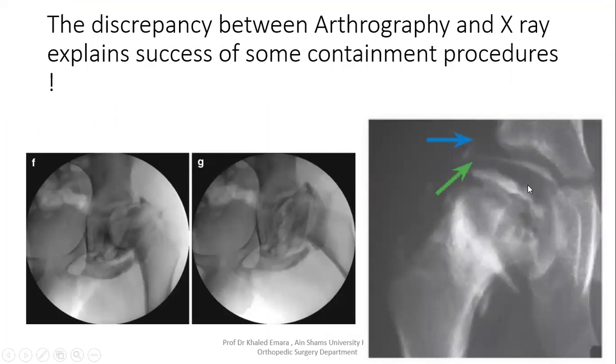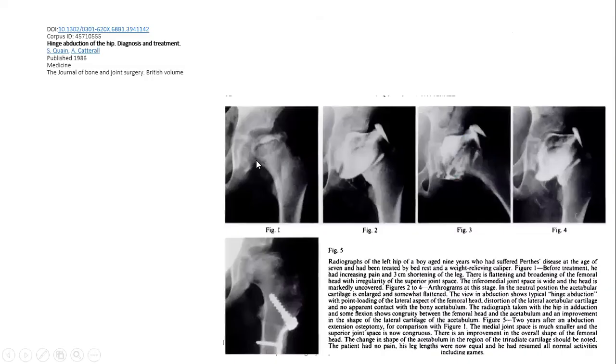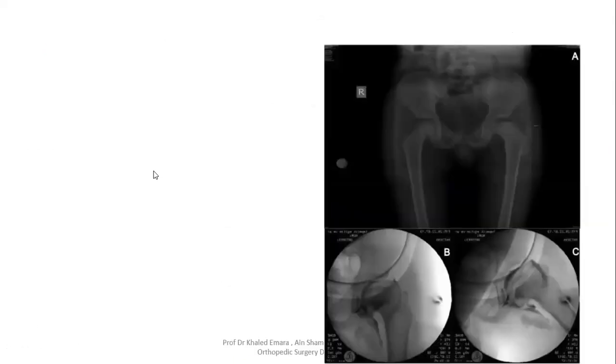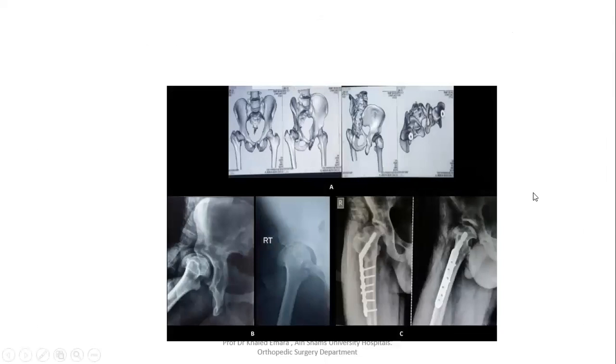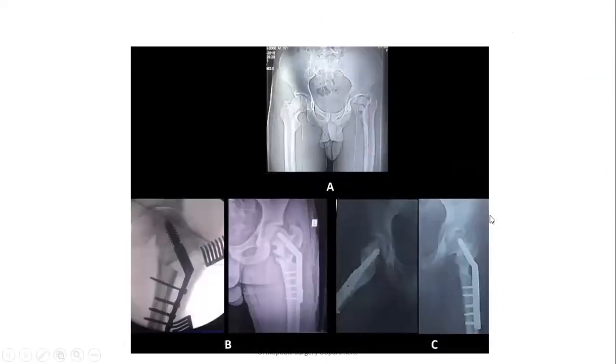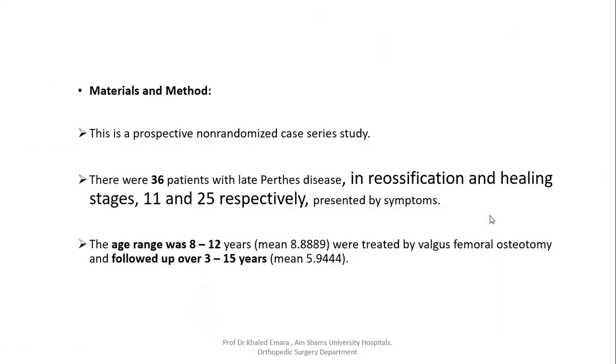If you look at this X-ray, it's a very deformed head and it is subluxed, as some people claim. But if you look at the arthrography, the head is well covered and very smooth. So actually, this patient needs no surgery, no treatment. This is another example about hinge abduction. So hip arthrography is crucial here to decide where is the direction of the osteotomy that you need to do and how to do it and how to rotate.